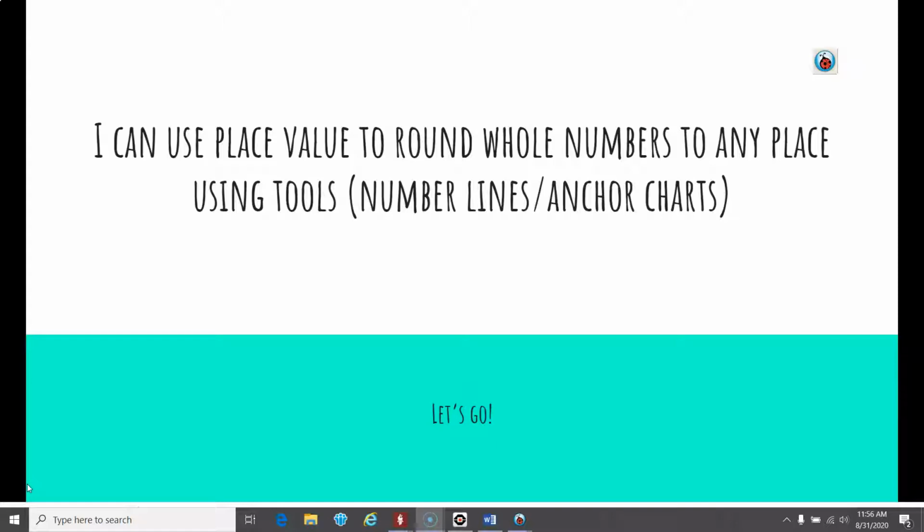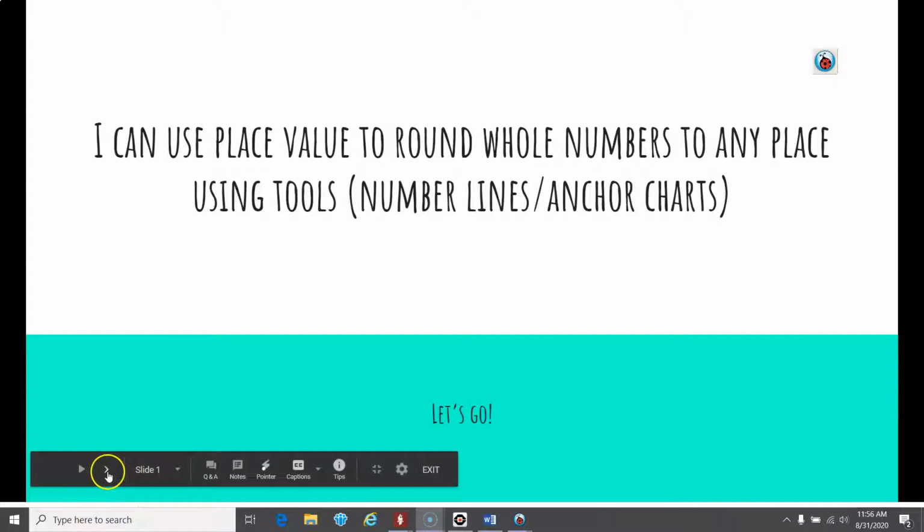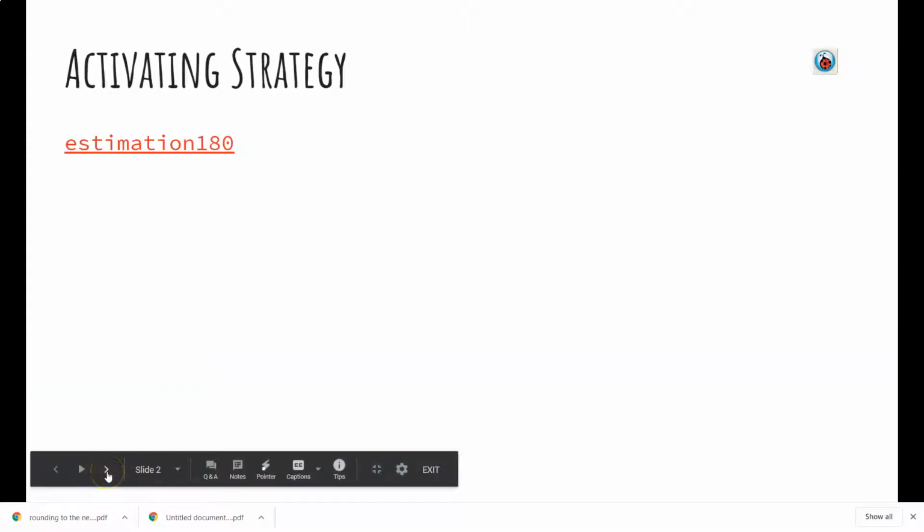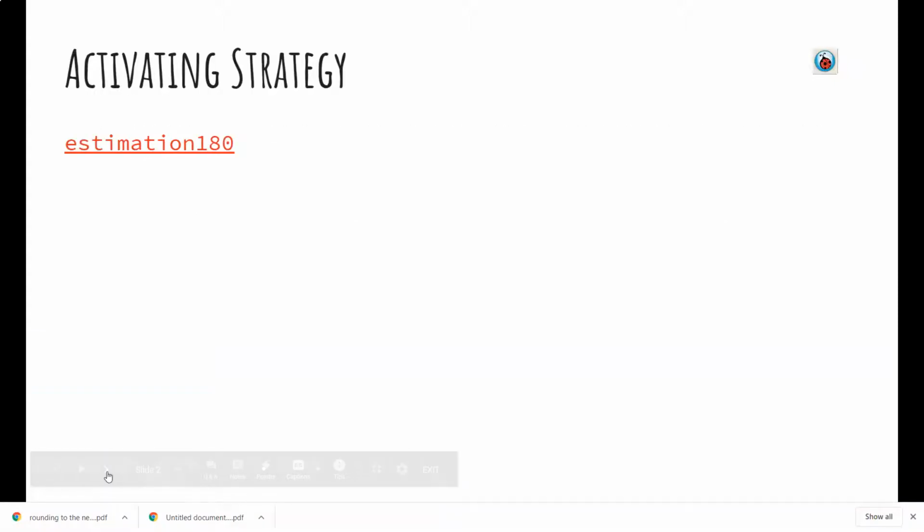But first, we are going to do our activating strategy of estimation 180. Remember that your teacher can pause the video, open up estimation 180, take your estimates that are way too high, your estimates that are way too low, and then figure out the estimates that you think are correct. Okay, so do that, and I'll see you back in just a minute.